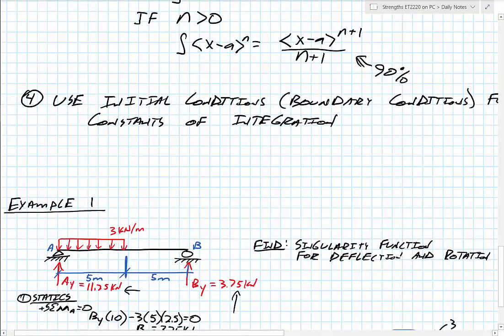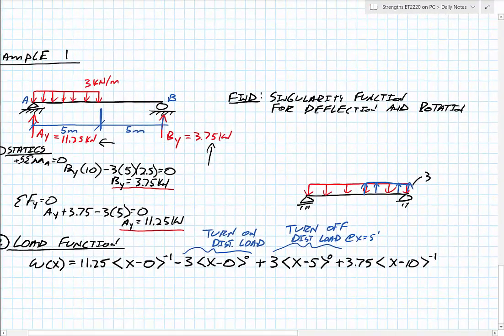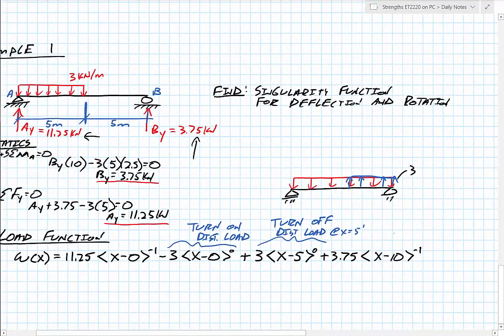But here's the cool thing about these singularity functions: we said that I can look at when each part will be on versus off. When will I count that part of the singularity function? When x is less than 10, it won't be on, because I can't have, actually I should say x is less than 10.